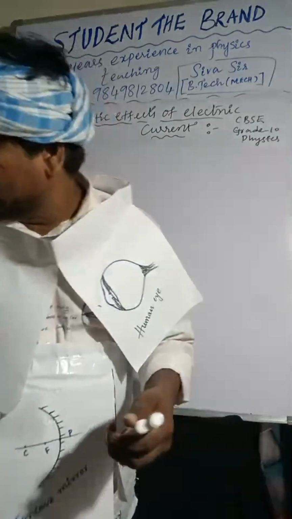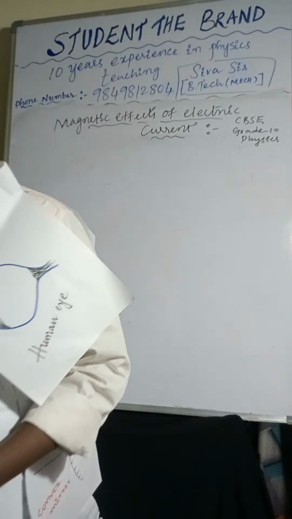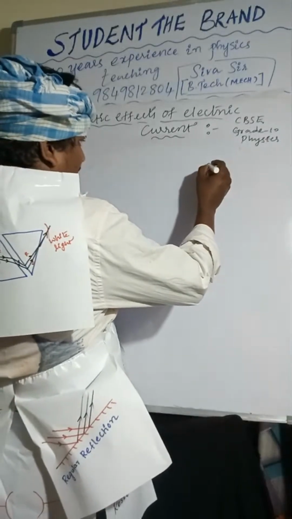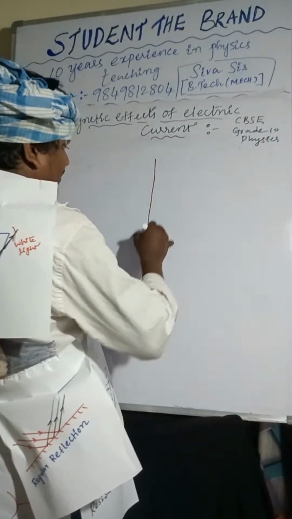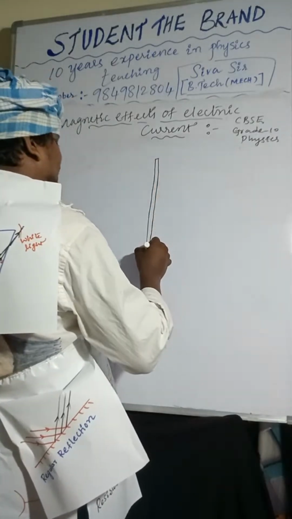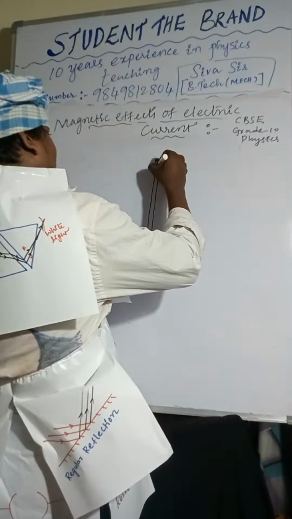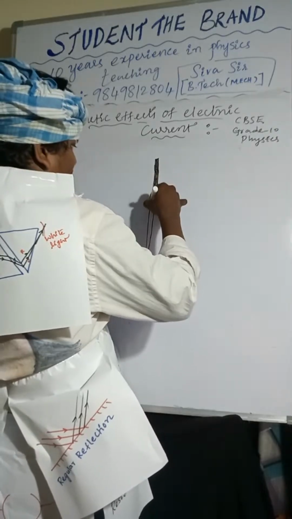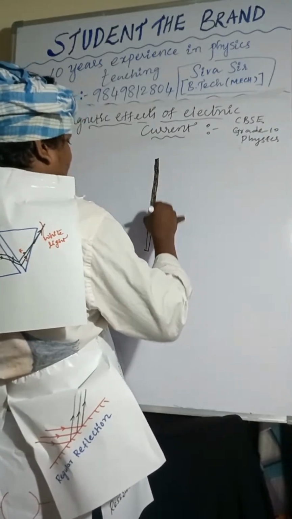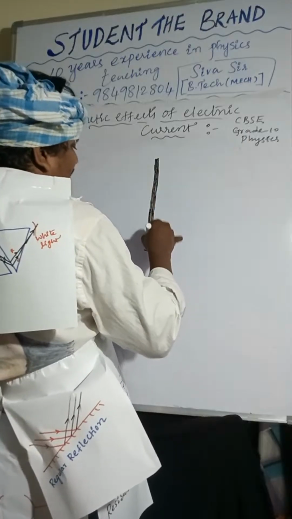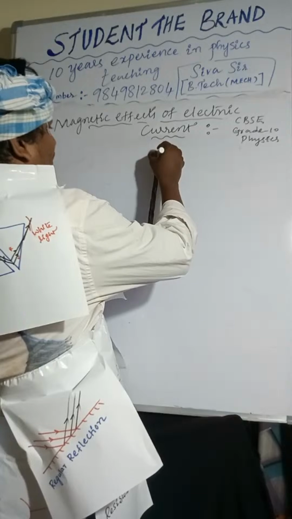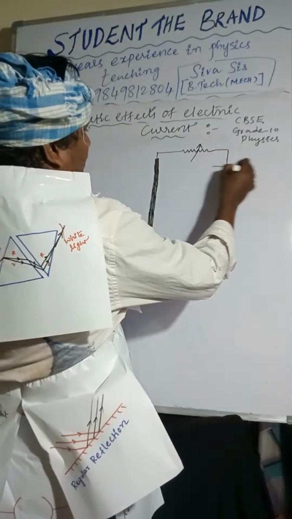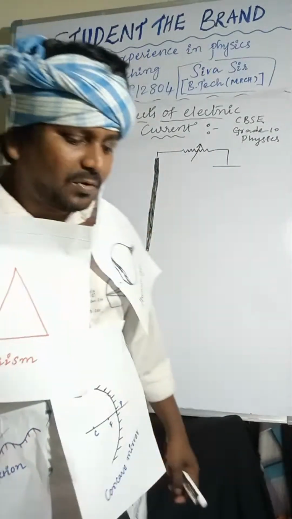Okay, now we are going to one more. I am taking this current carrying conductor, a straight conductor. A thick copper wire also you can consider. Current is passing through it. This is the rheostat, without changing the potential difference.